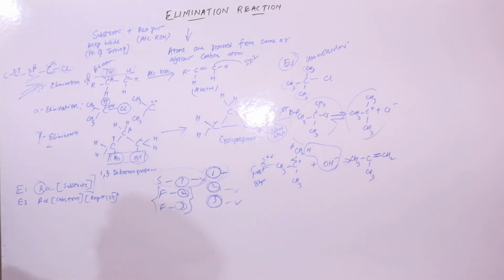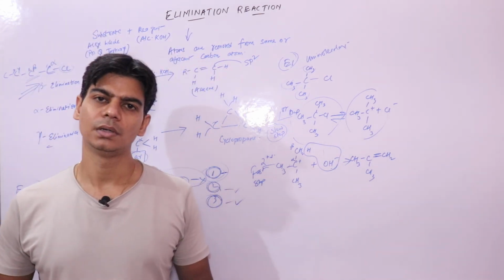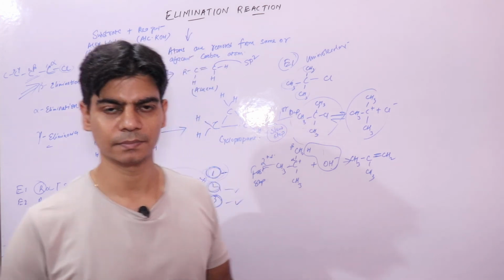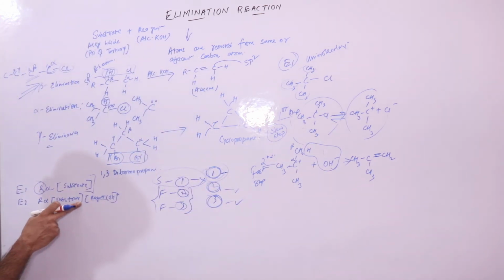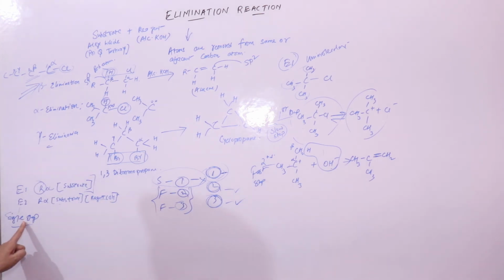Now let's look into the second type of reaction, E2. E2 elimination reactions are bimolecular reactions. That means the rate of reaction depends on the alkyl halide as well as the reagent, that is, on the concentration of substrate as well as the concentration of reagent. This is a single step reaction, unlike E1, which was a multi-step, two-step reaction. So let's see what we mean when we say single step reaction.